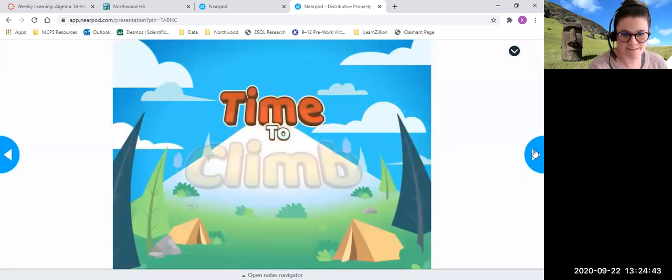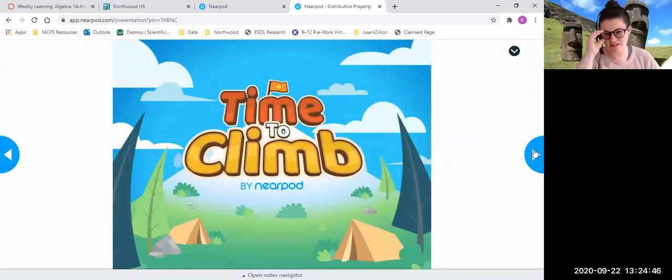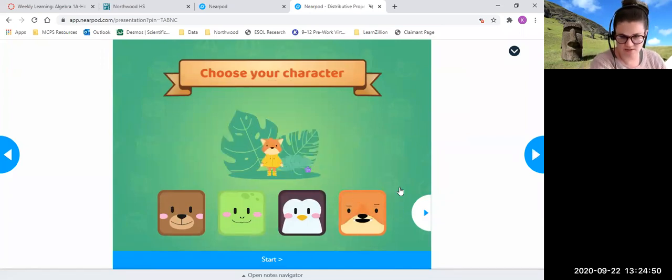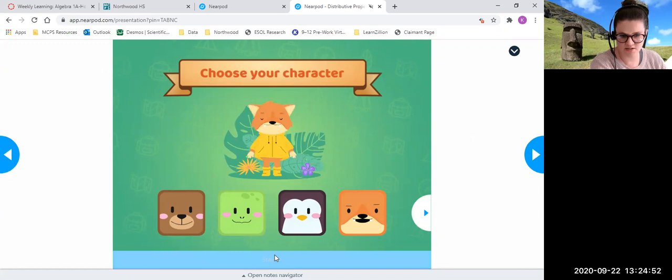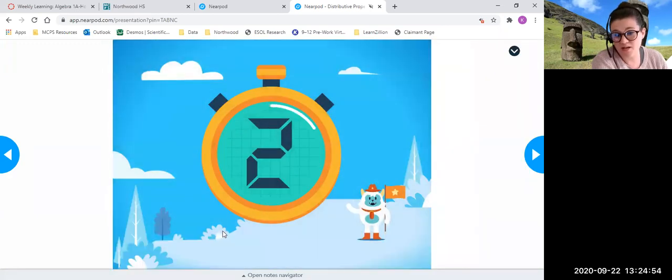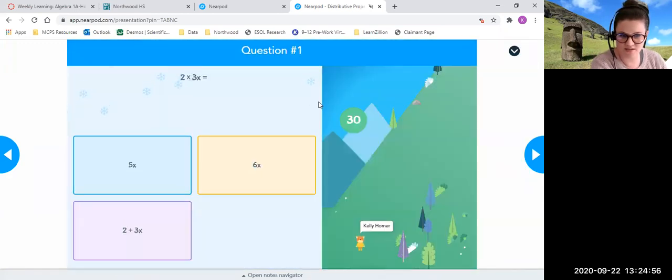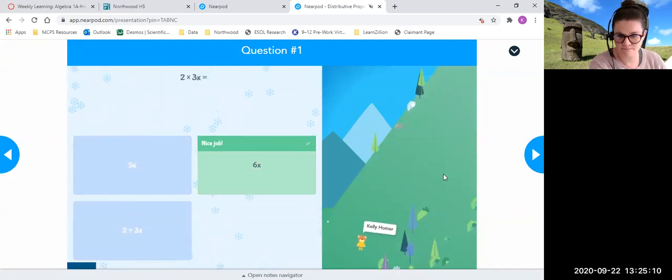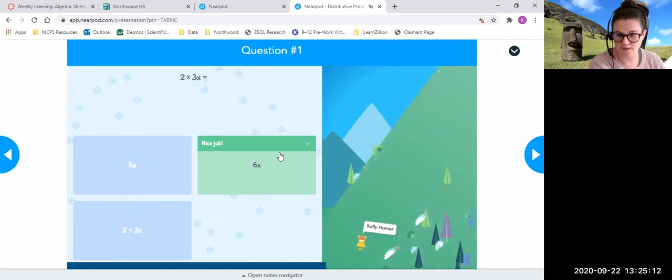Time to climb, right? So this is an activity that you can do. Pick a character. I'll be a fox today. I'll start my character. And this is at my own pace, right? So I can do as I'd like. All right, this is 2 times 3x. Well, I multiply the numbers together and the x comes along for the ride because there's only one of them. 2 times 3 is 6, so this is 6x. And I trot up the hill.